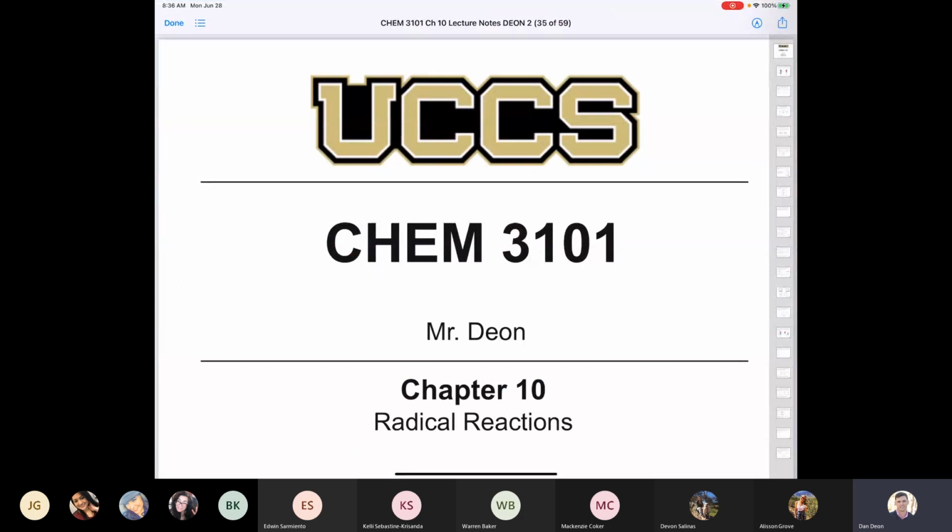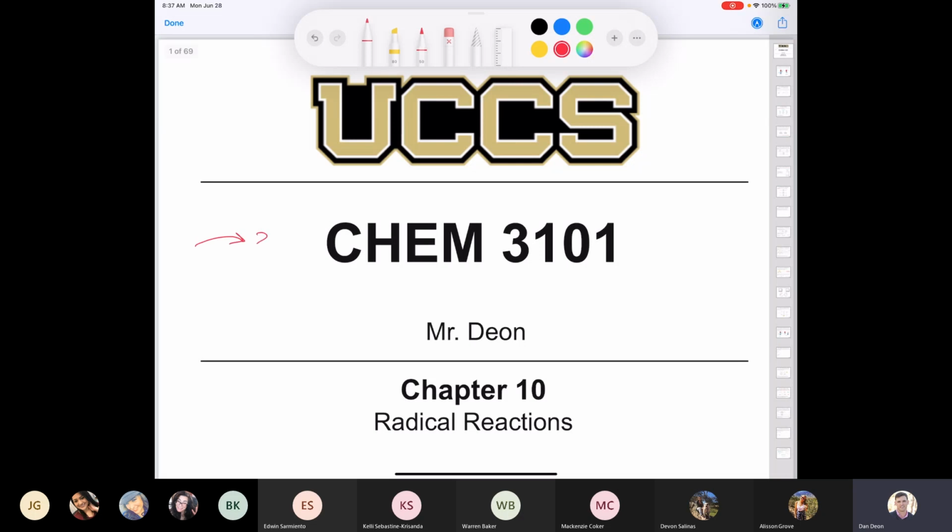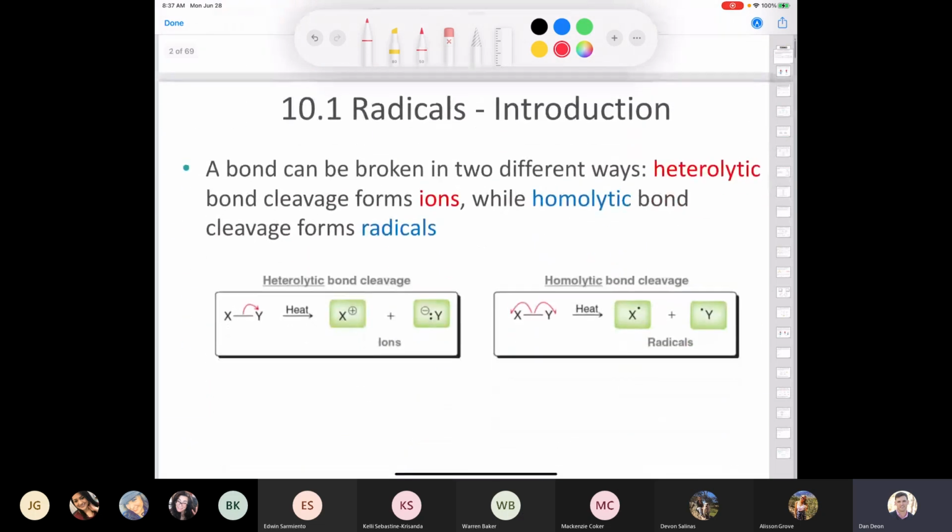Hi, Chemistry 3101. This is Chapter 10, where we look at radical reactions. If you think about all the reactions we've looked at so far in Organic Chemistry 1, we spent most of our time looking at double-headed arrows, which represent the flow of 2 electrons. In this chapter, we're going to talk mostly about fishhook arrows, which represent the flow of 1 electron, because when we have an unpaired electron, we call that a radical. Let's talk about radicals some more.